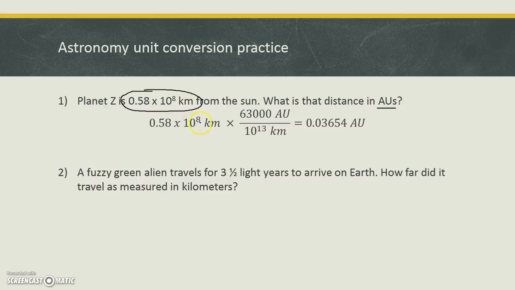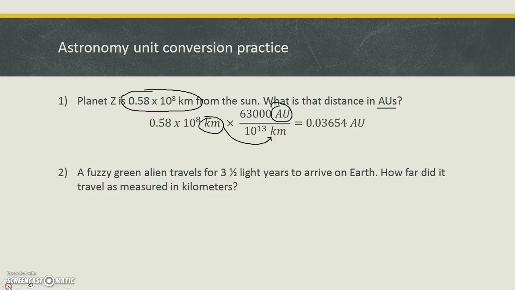So 0.58 times 10 to the 8th kilometers. Notice I take this unit and I automatically put it on the bottom, and I put the unit that I'm looking for on top. And then all I have to do, going back to my notes, is write in the numbers that go with it. So from our notes, we know that 63,000 astronomical units are equal to 10 to the 13th kilometers, which gives us 0.03654 astronomical units. And if we're going too fast, remember, the nice thing about this is you can always pause it, rewind it, and watch it again.